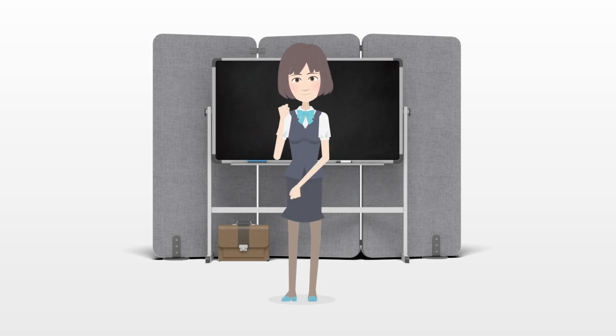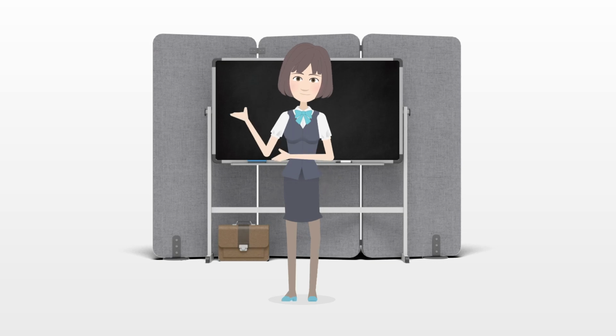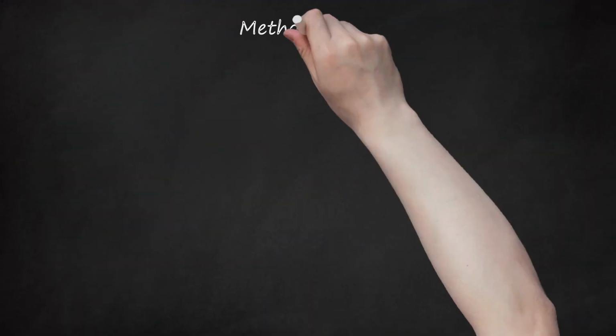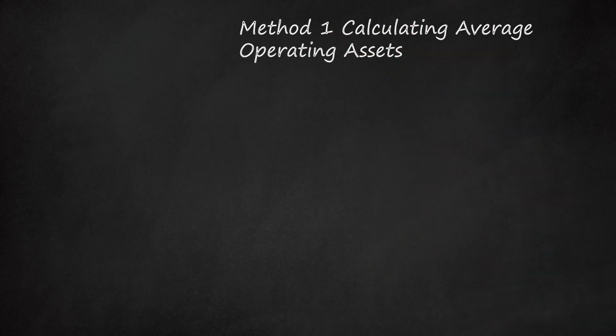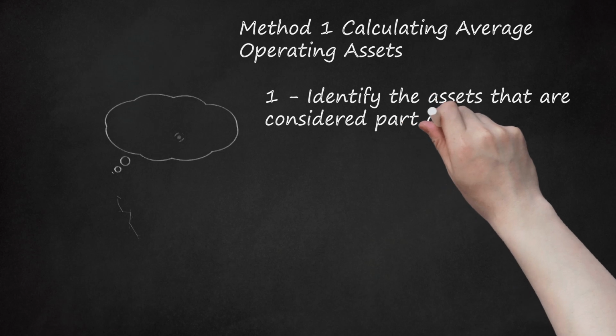Fortunately, the process used in calculating AOA is very simple, making it easy to manage the calculation with relatively little effort. Method 1: Calculating average operating assets. 1. Identify the assets that are considered part of the operating process.